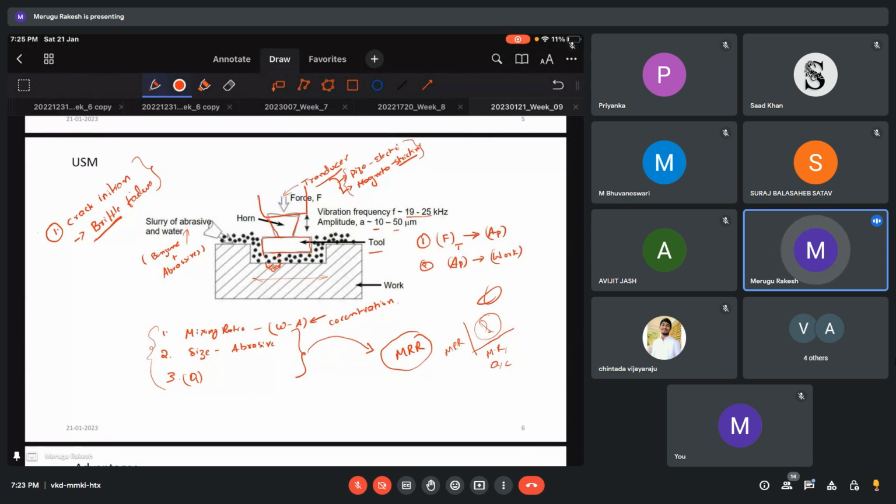So this is the main mechanism. So you should remember this. You should remember this brittle with respect to these abrasives. So wherever you use abrasives, the main mechanism of removal is through brittle. So you should remember these two words simultaneously. So that's it about ultrasonic machining.